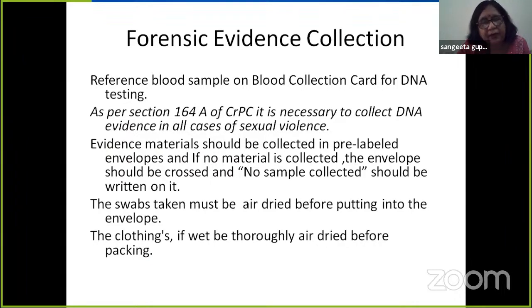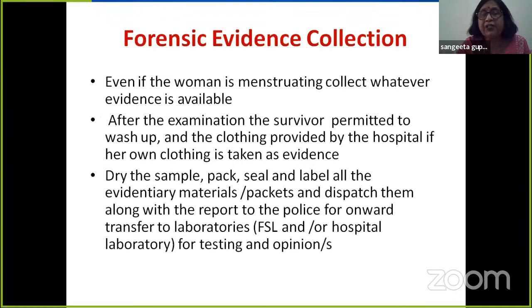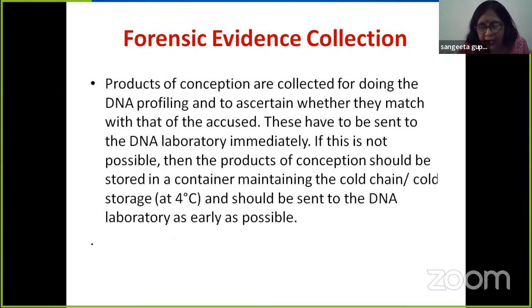Evidence material should be collected in pre-labeled envelopes. Another very important point is that swabs must first be air dried before putting them into the tube and then into the envelope. Otherwise, they get rotten. Even if a woman is menstruating, we can collect the samples and ask the woman to come again once the bleeding stops. After the examination, the survivor is permitted to wash up and change the clothing provided by the hospital. We have to dry the sample, pack, seal, and hand it over to the police in a chained method. There should be a proper chain of handing.